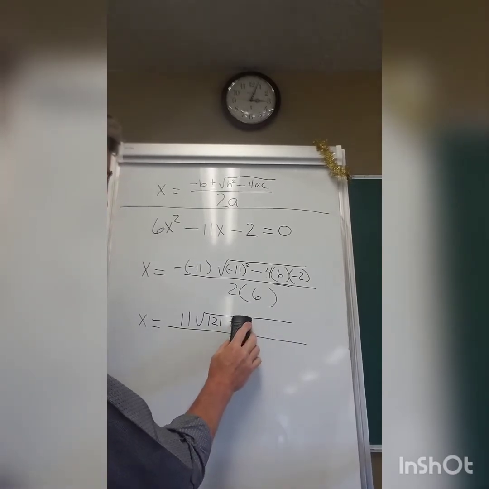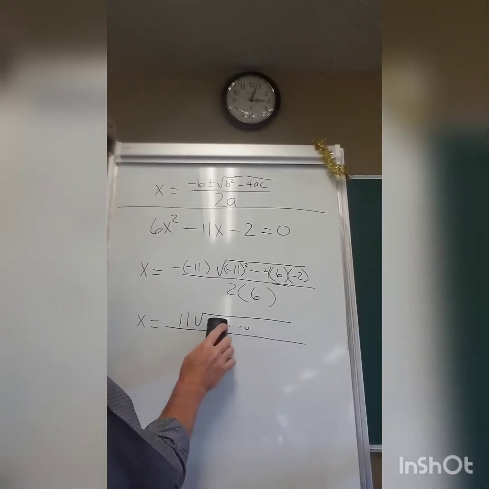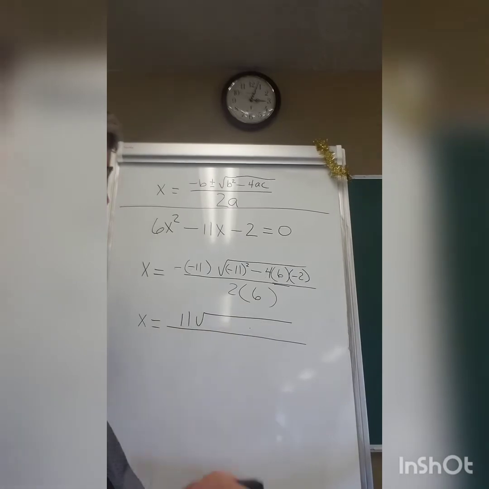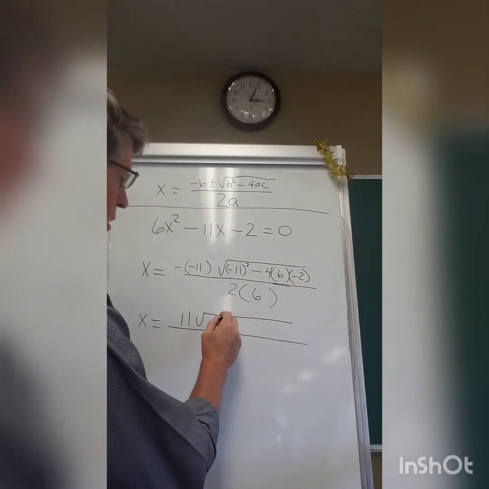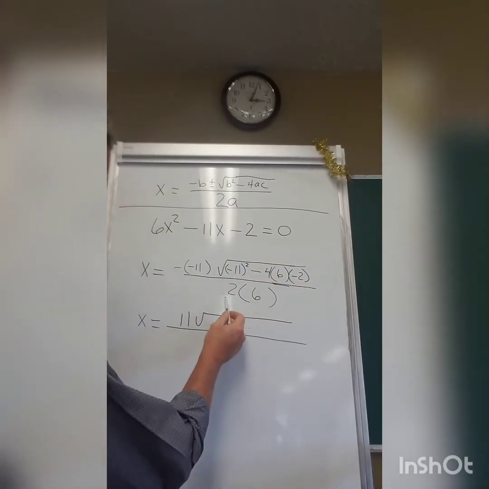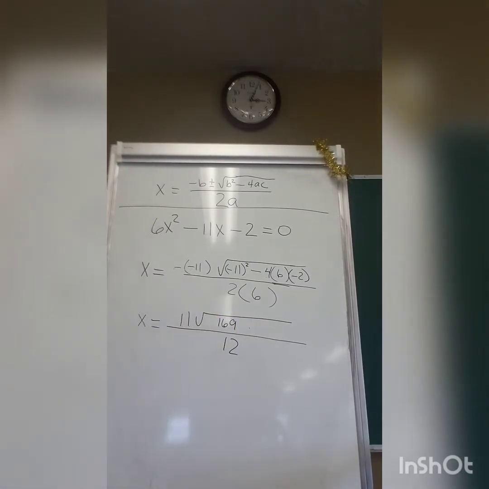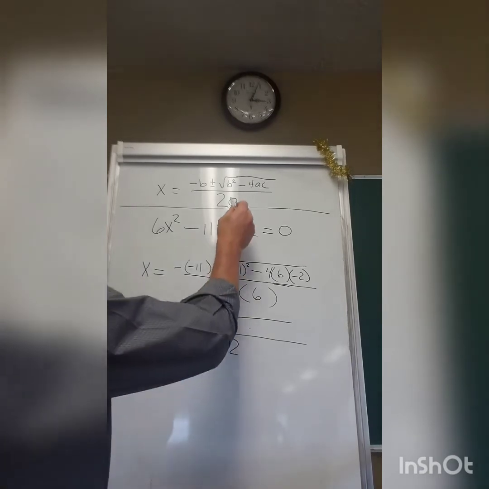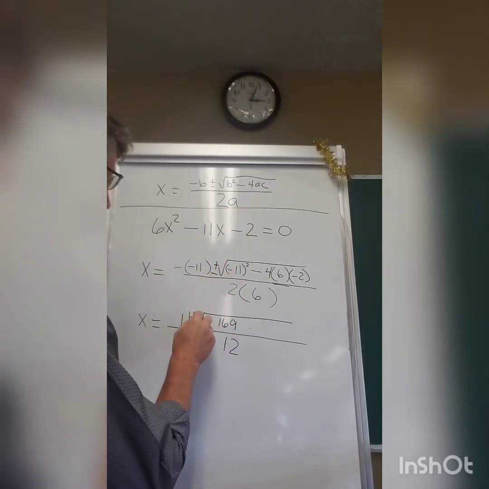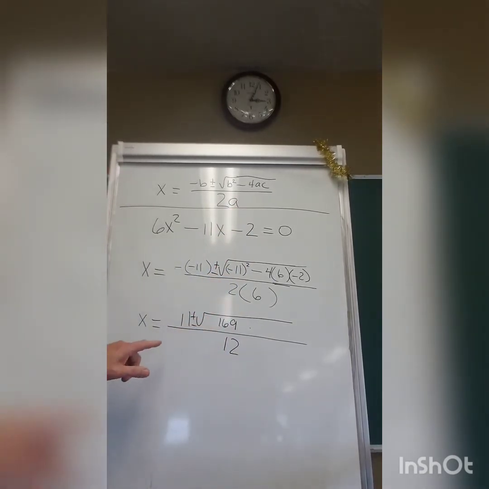Now I'm going to erase this because I wanted to just write that out for you. I'm going to write that because 121 plus 48 is 169. And on the bottom you have 2 times 6, which is 12. Okay? So now, I almost forgot there's a plus or minus here, my bad. So now, what is the square root of 169?